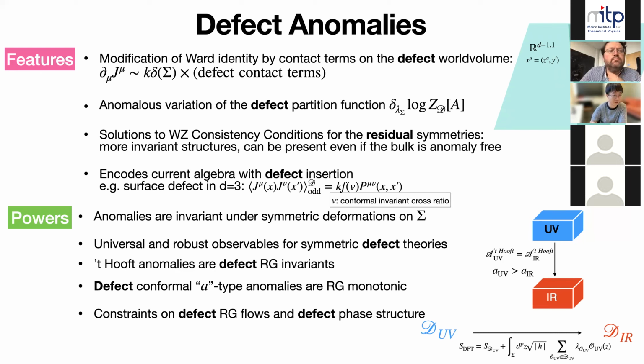And similar to the local quantum field theory case, the 't Hooft anomalies define RG invariance on the defect. So under some RG flow between UV and IR conformal defects, the 't Hooft anomalies define RG invariants. On the other hand, there's a notion of defect conformal A-type anomalies, which define an RG monotonic function for the defect. Together they give rise to non-trivial constraints on defect RG flows.